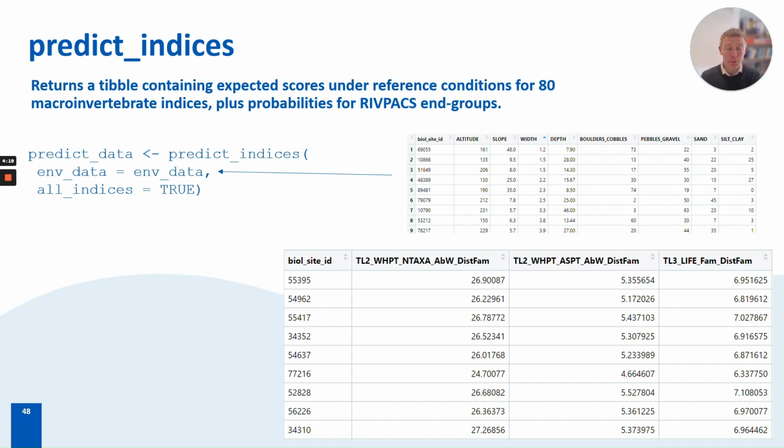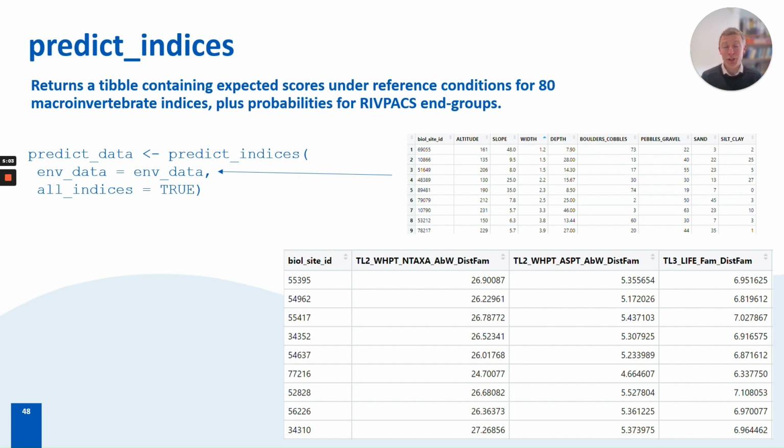In the output table, we have one row per sampling location, and the predict indices function gives us the expected scores under reference conditions for a total of 80 different macroinvertebrate indices. Some of those are relatively obscure and you may never need to use them in practice, but amongst those 80 indices are all the commonly used ones like WHPT N-taxa, ASPT, LIFE, and PSI. The function will also provide predicted probabilities for the different RIVPACS end groups, which provides an indication about what sort of invertebrate community we might expect to find at each sampling location.